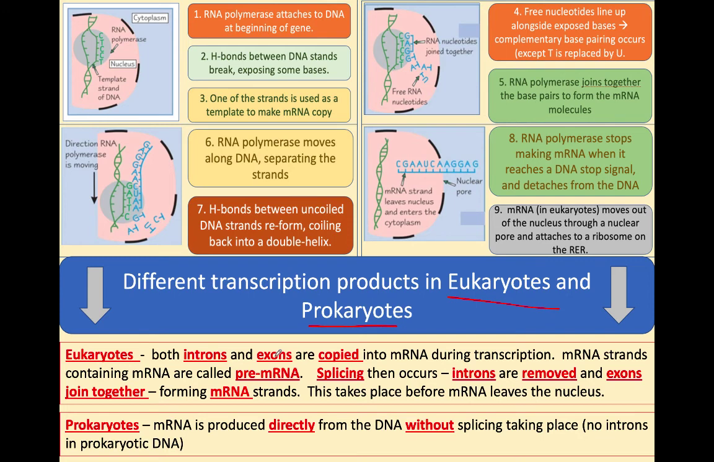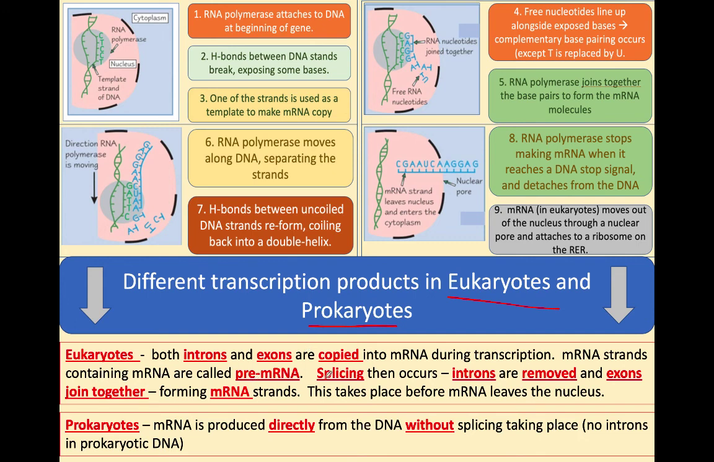Eukaryotes have got both introns and exons. That sounds rather strange. Let me explain. Introns are sections of DNA that don't appear to code for anything, whereas exons are the coding sections. Some people refer to introns as being junk. I'm not going to say that here because they might be insulted, but introns are areas of DNA that are not needed, whereas exons are the important bits. But both are copied into the messenger RNA during transcription. Strands containing both are called pre-mRNA, another term for you there.